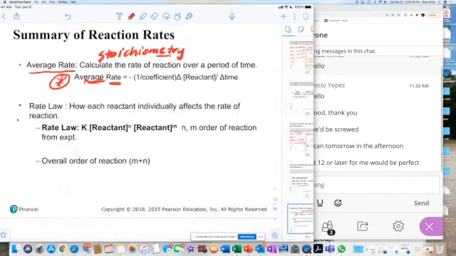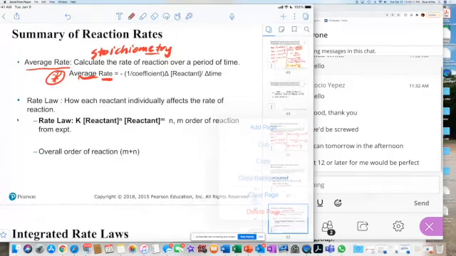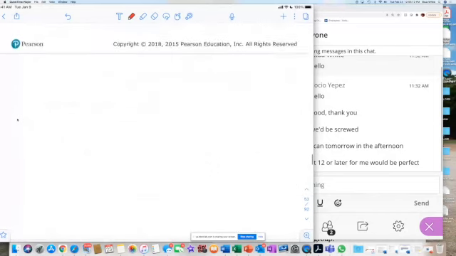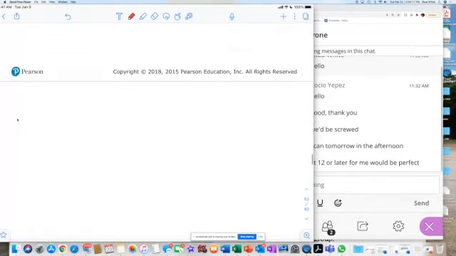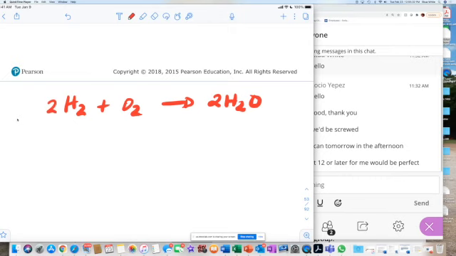So let me go ahead and expand on this a little bit, because I would rather get into integrated rate laws tomorrow versus start today. Okay, let me think of a balanced equation. Make one up between hydrogen and oxygen, a very popular one to make water. So we got hydrogen and oxygen combined to form water.